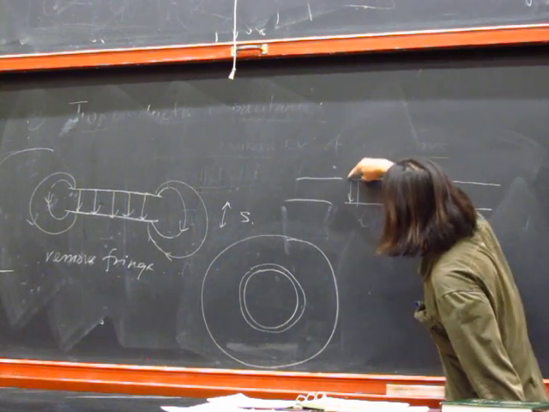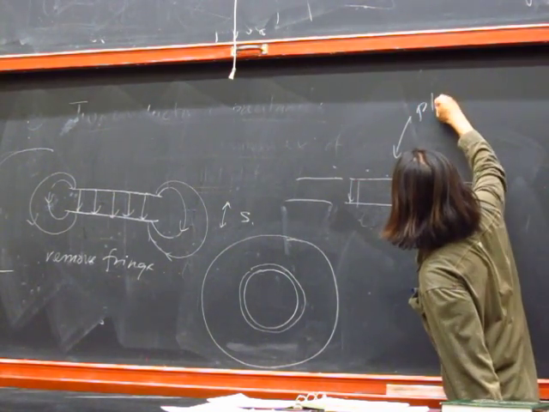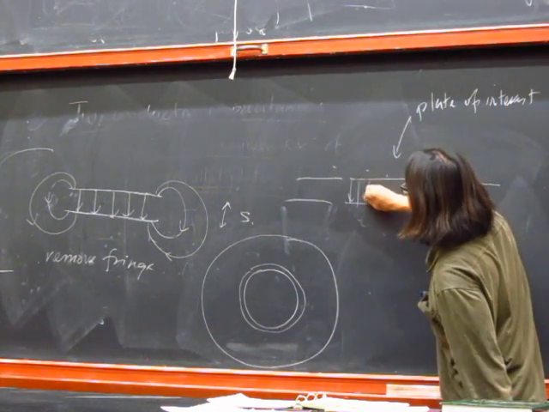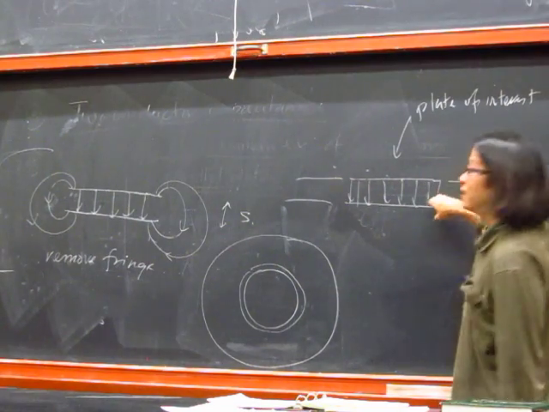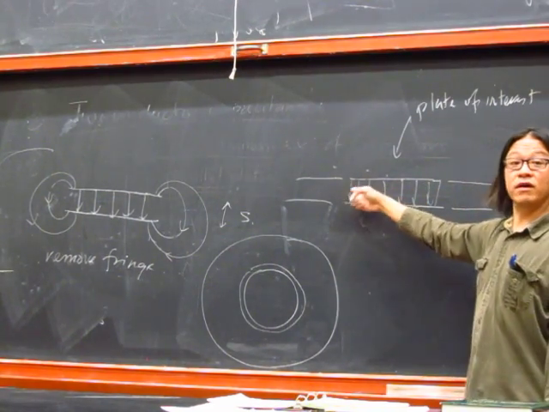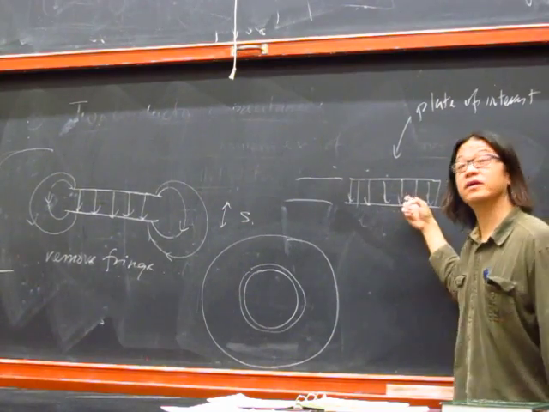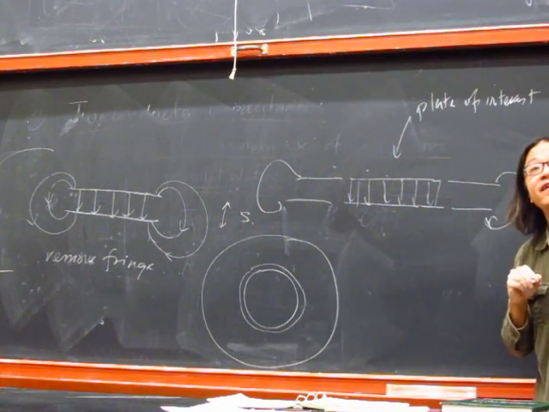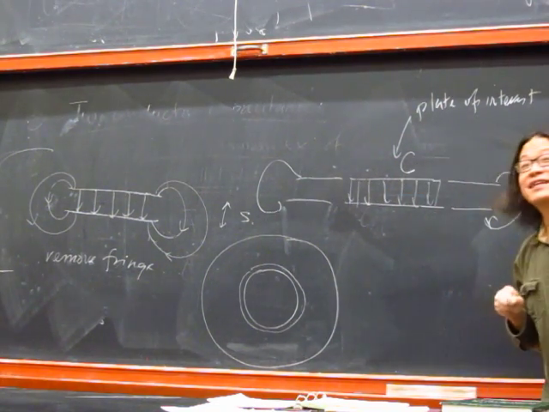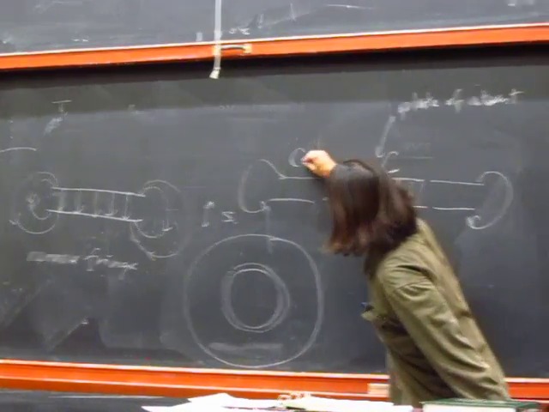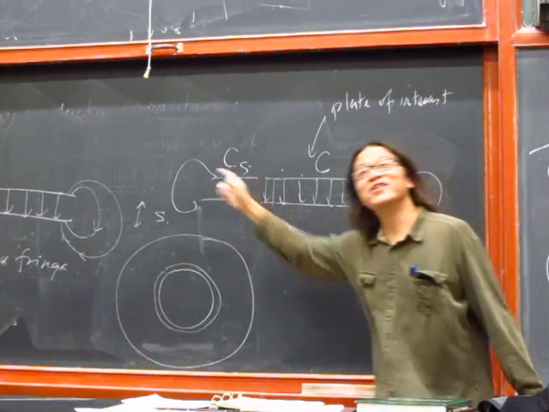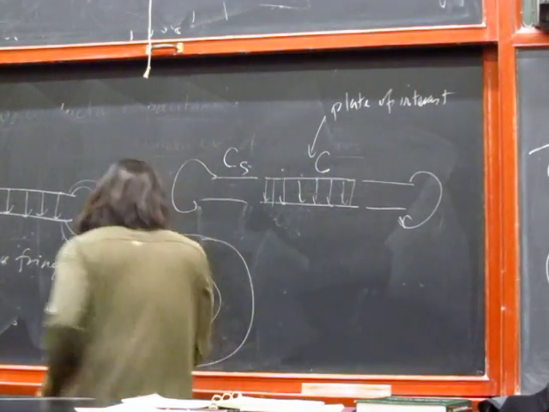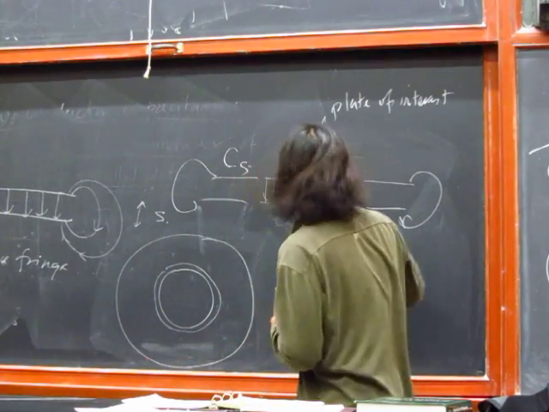Then the field, at least on the plate of interest, is all regular and well understood. You're pushing the fringe elsewhere. The fringe is outside. So then here you have one capacitor, and then you have another capacitor, the side capacitor, and then you have to be able to understand the crosstalk.